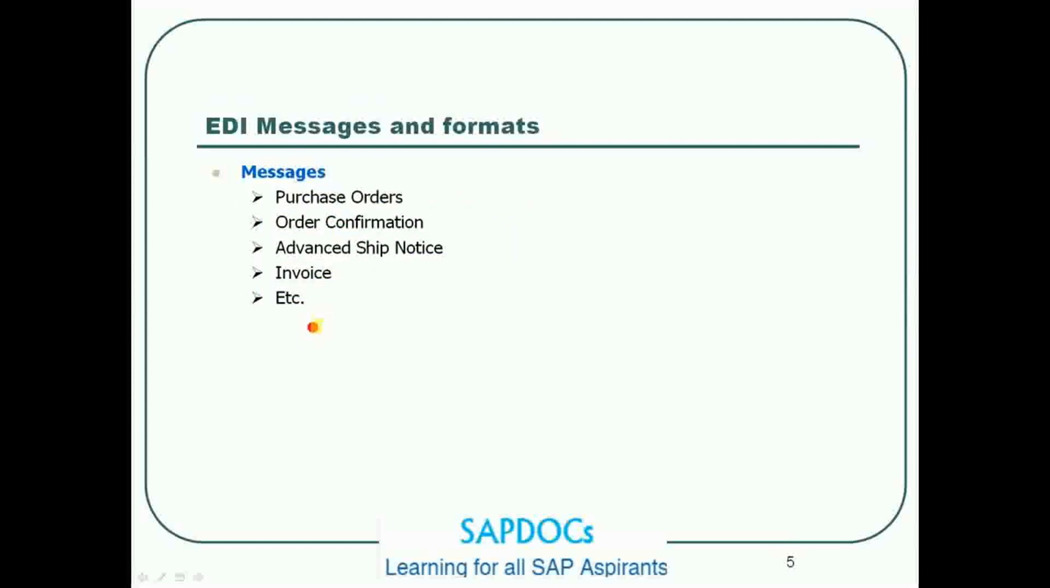Coming back to messages, the data that is sent carries certain business information, such as purchase orders, order confirmation, advance ship notice, invoice, etc. This data, or these messages, can be sent or received depending on where you or your company stand in the business chain.